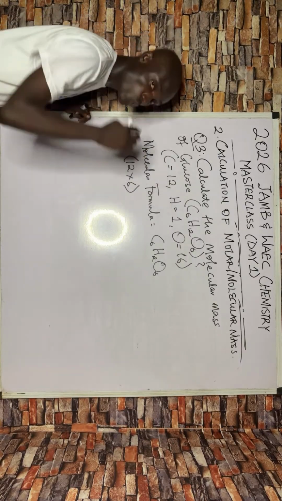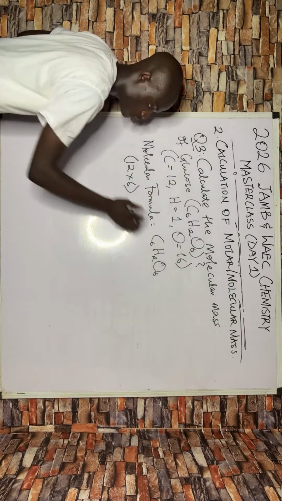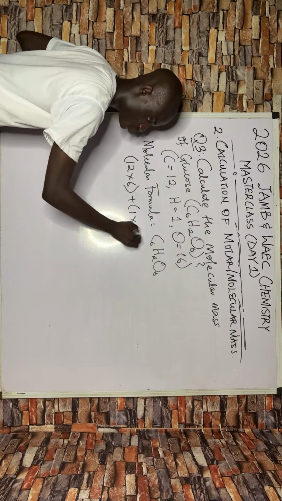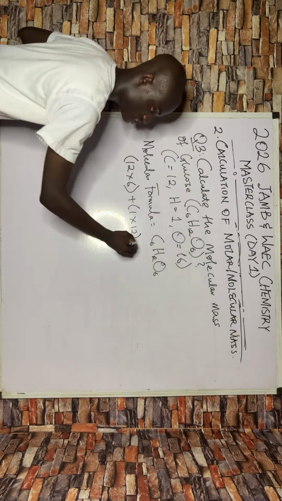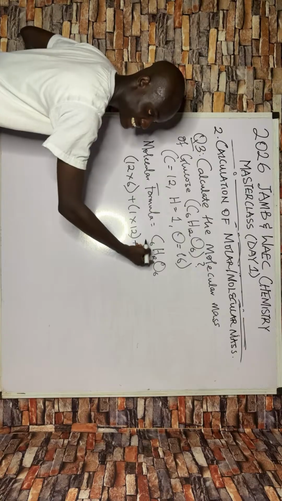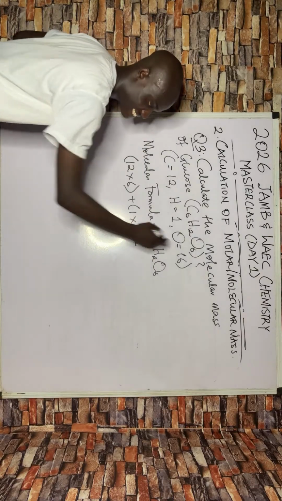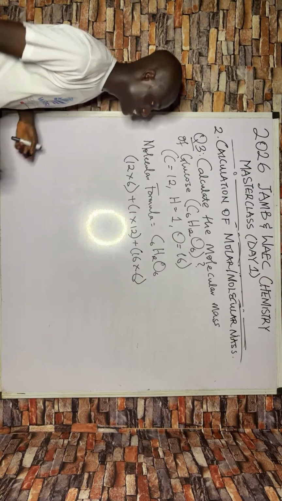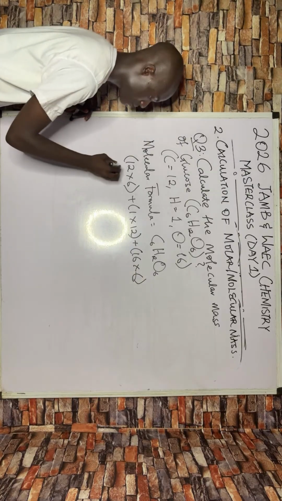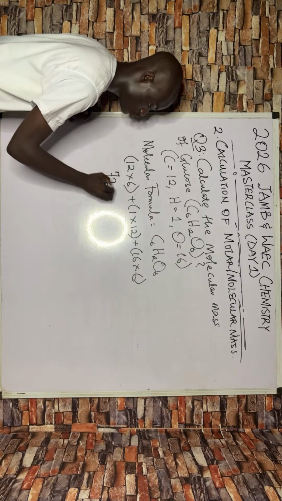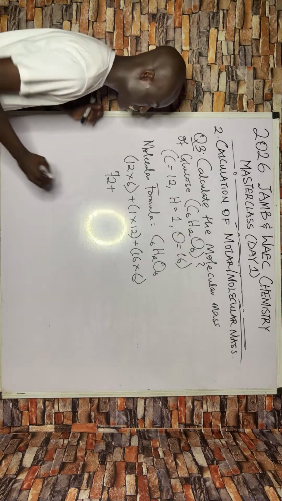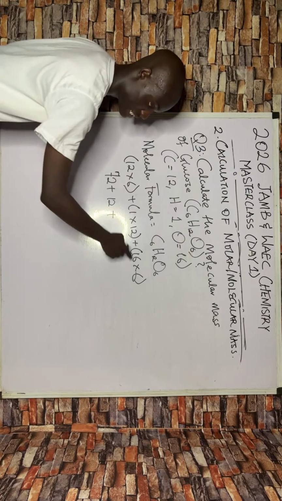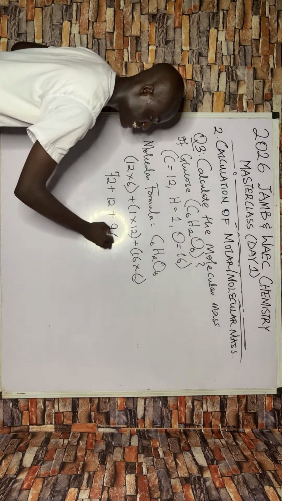Now hydrogen, one atom is 1, but we have 12 atoms of it. So this is going to be 1 times 12. Then for oxygen, there are 6 atoms here, but 1 is 16. So this is going to be 16 times 6. I hope that's clear. So now 12 times 6 will give us 72. Now 1 times 12 will give us 12. And then 16 times 6 will give us 96.